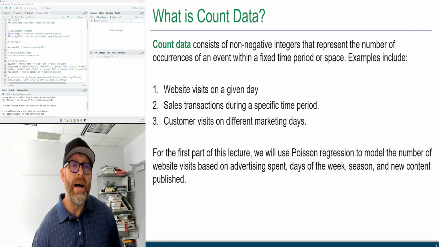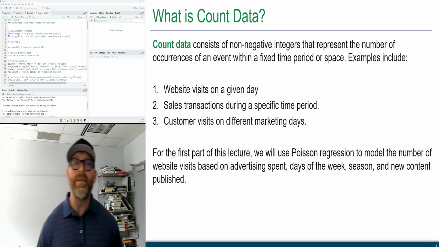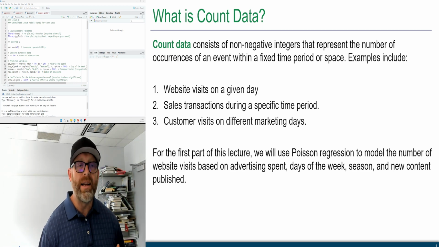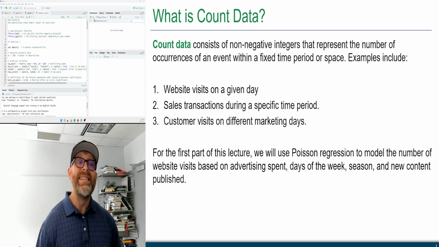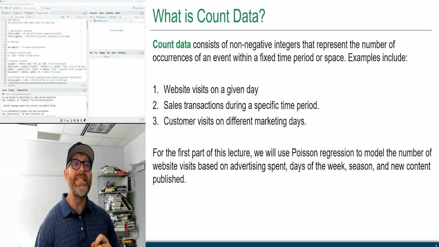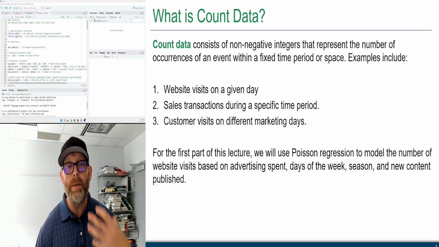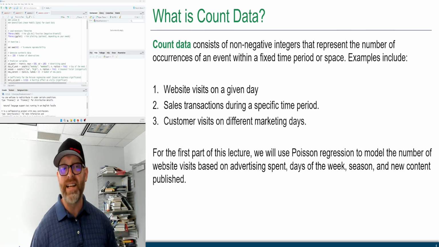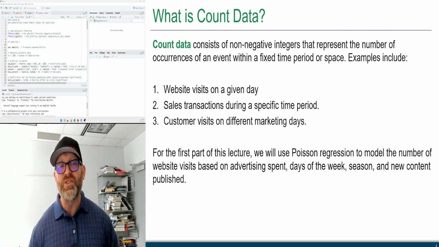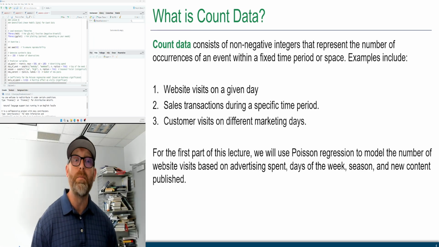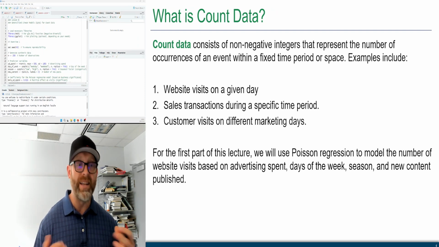All right. So for the first part of the lecture, we're going to use Poisson regression to model the number of website visits based upon a couple of predictors here. So we're going to have advertising spend, days of the week, the season, and new content published. So if we put new content up, are we going to see an increase in traffic? So this is going to be a data set that we are going to create. So you're going to be able to create this at home and get the same sort of output, hopefully, if you're playing along. This is not one that you have to bring in.